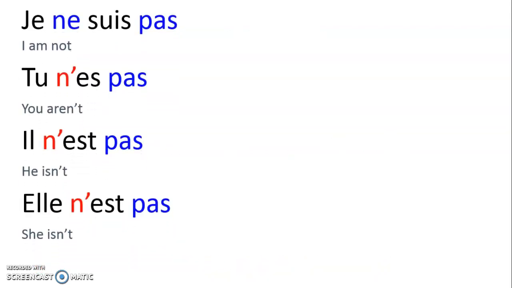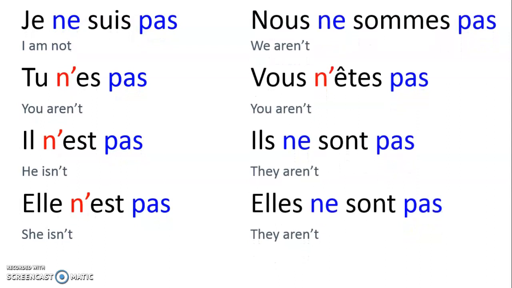So let's see what it looks like in the case of the verb être. As you can see, you have the forms of the verb être in black. And then before the verb, you have an e, and after the verb, you have the word pas. And in case of forms which start with E, you have an apostrophe.